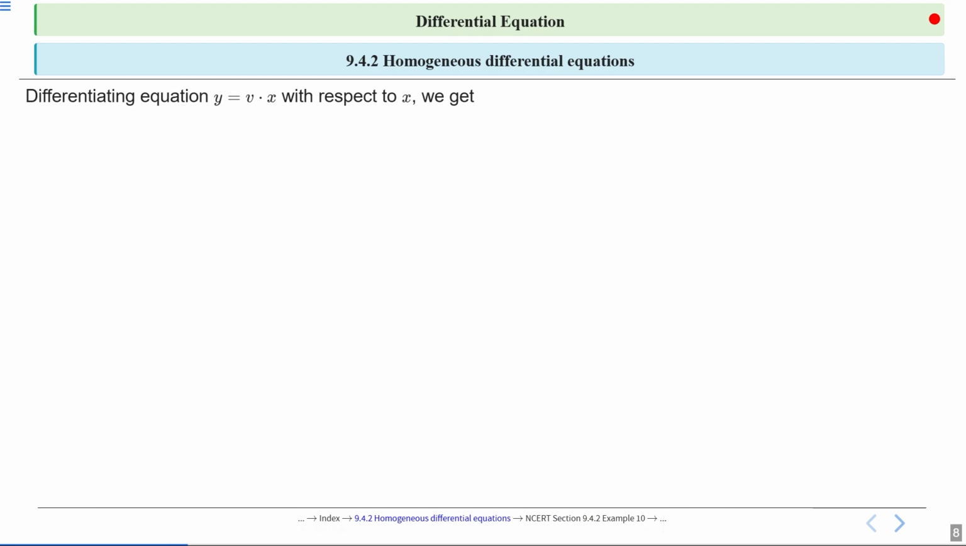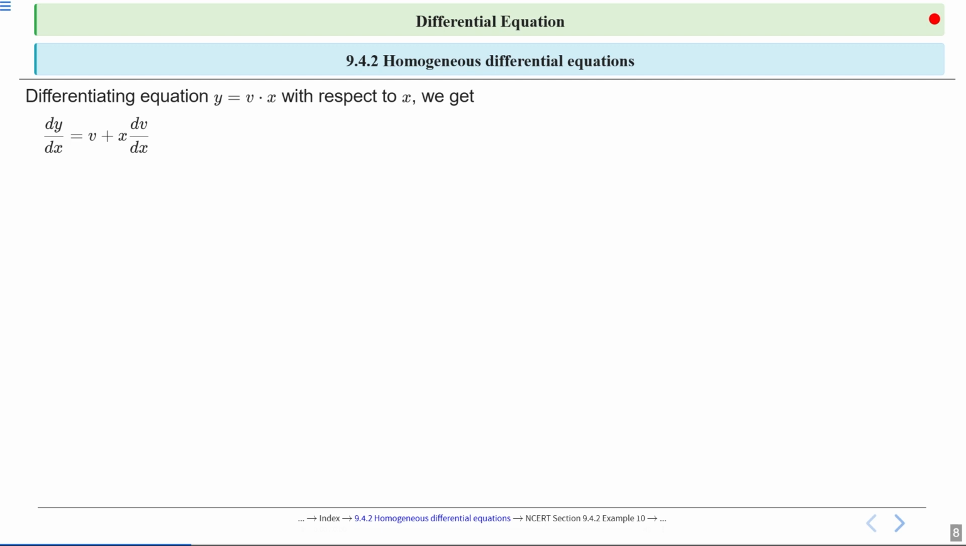So we just substitute y is equal to vx. We have to write dy by dx in terms of v and x. Differentiating y is equal to vx with respect to x, we get dy by dx is equal to v plus x into dv by dx. When we differentiate y is equal to vx, we apply the product rule of differentiation. At first we write v into dx by dx, which is 1, so we get v plus x into the differentiation of v, that is dv by dx, and that is the value of dy by dx.